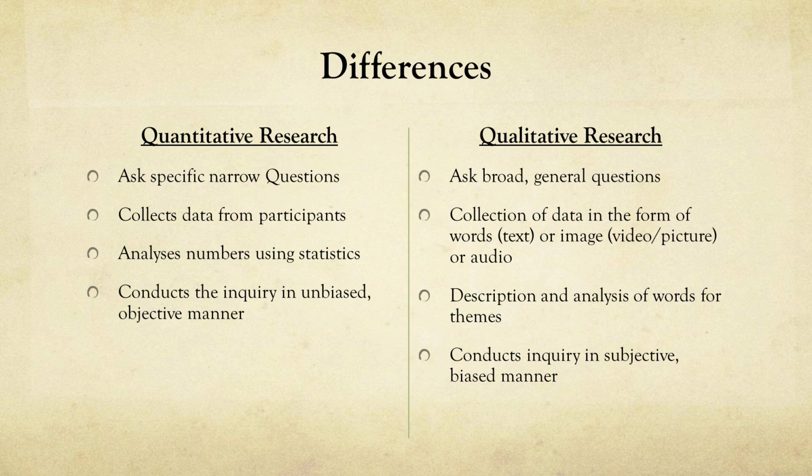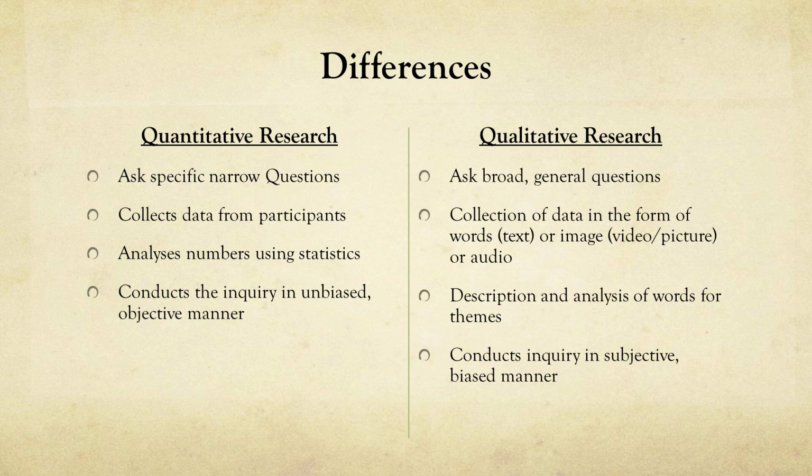The data that is collected in quantitative research is usually from the participants, or it can also be financial statements, certain numbers like the Sensex. Once we have all that data, we can analyze it further. In qualitative research, since the data cannot be quantified, it is basically description and analysis of words in the form of themes. It is conducted in a subjective and biased manner, while quantitative research is conducted in an unbiased and objective manner.